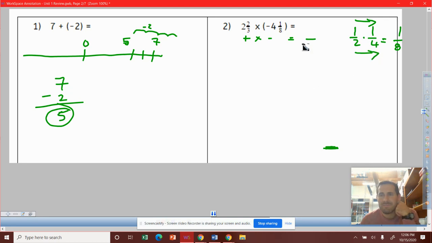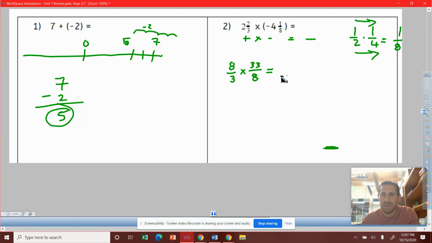However, we don't have these in this format, so we've got to go ahead and turn these mixed numbers into improper fractions. So 3 times 2 is 6, 6 plus 2, we have 8 over 3, multiplied by 8 times 4 is 32. 32 plus 1 more is 33 over 8.